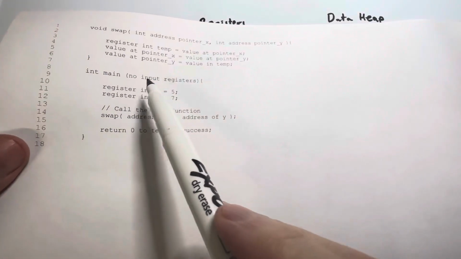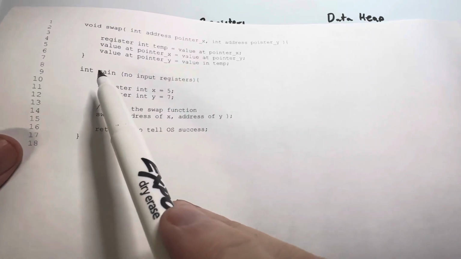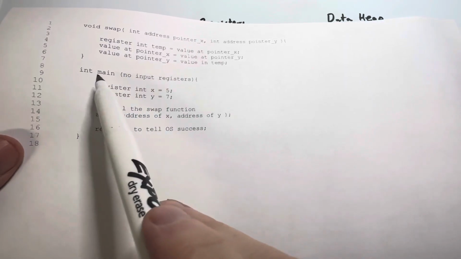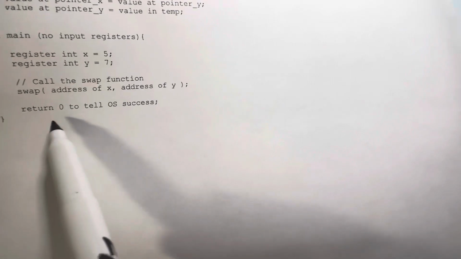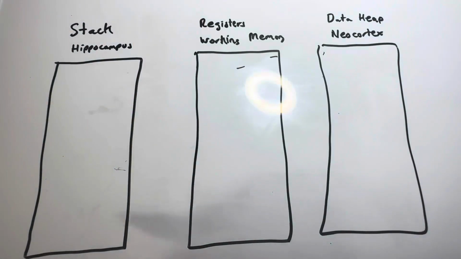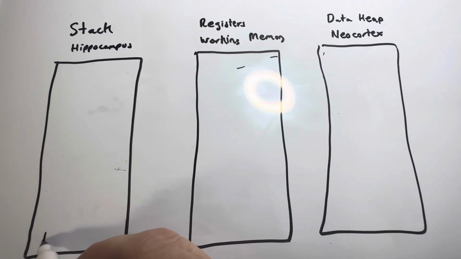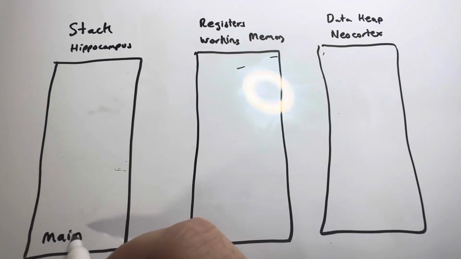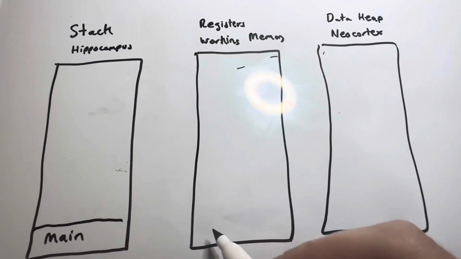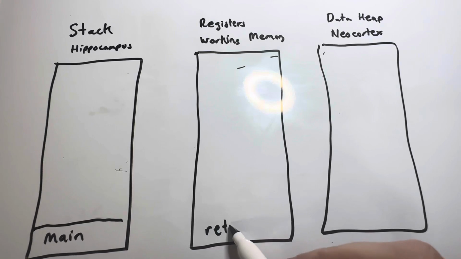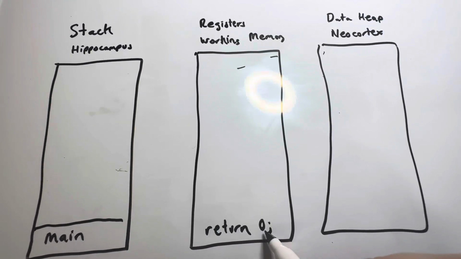Just like we've done before, we check our input and output registers first. No input registers, and we have an output register in main, which tells us to return 0. So we always put the functions on the bottom, and then we do return 0.